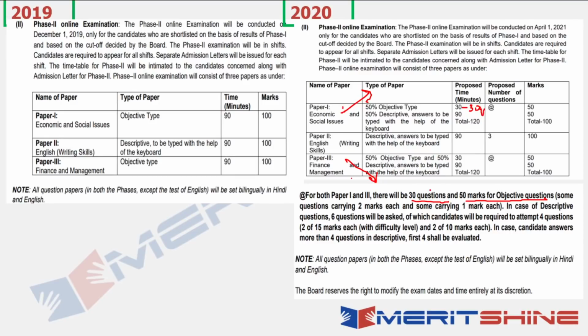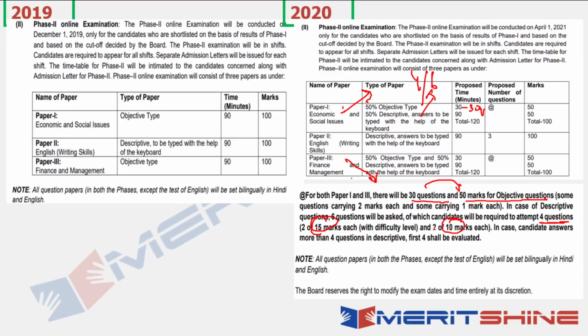Okay. And how 50 marks? Because some questions would have 2 marks and some questions would have 1 mark. In case of descriptive questions, there would be 6 questions, of which candidates will be required to attempt 4 questions. So, you will have 6 questions given, you need to attempt 4 out of 6, right? 2 questions would be of 15 marks and 2 questions would be of 10 marks.